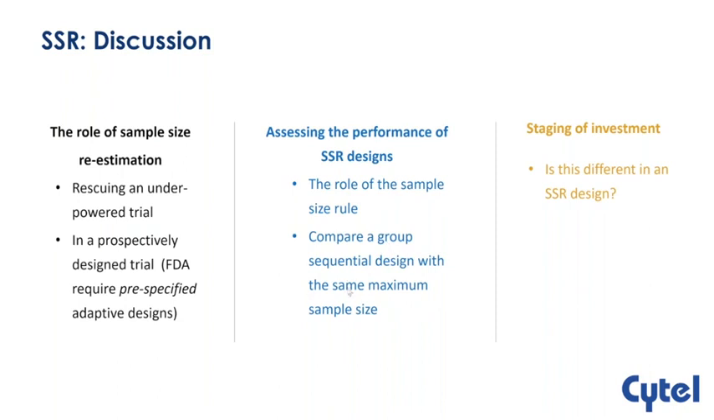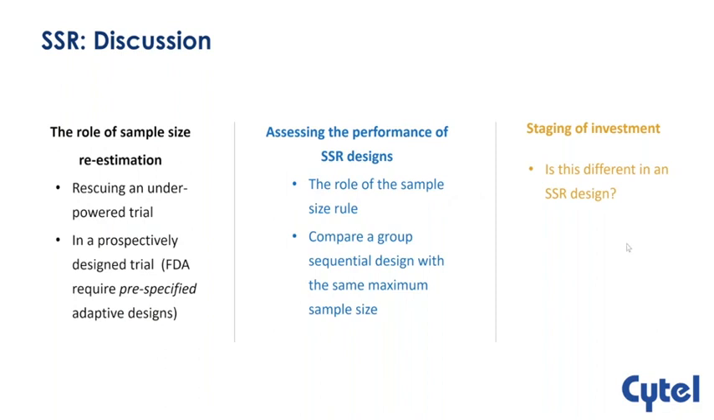Compare then a group sequential design that has the same features, the same maximum sample size, the same number of groups, number of analyses, and ask, does it actually do better? If it does, maybe that's what you should be using. But if your sample size re-estimation design is just about as efficient as a group sequential design, and I would say, of course, a good one, so go to the rho family to get a good design to compare with. If you're doing as well as that, then your sample size re-estimation design is fine.